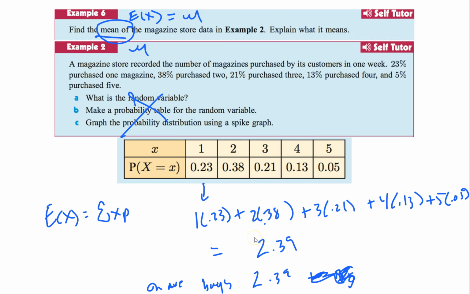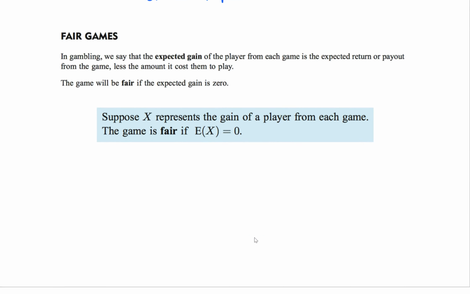Okay, now let's apply this to games. First thing we gotta talk about is what's considered a fair game. Well, a fair game is when the expected value is equal to 0. What they really mean is this. They mean the expected value is equal to the cost to play.